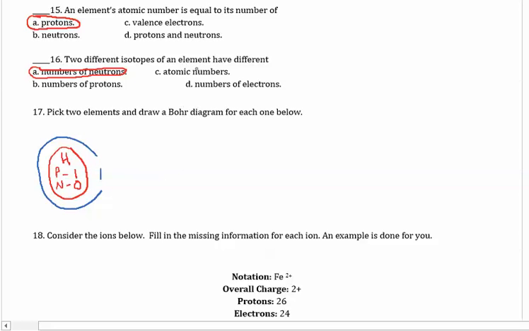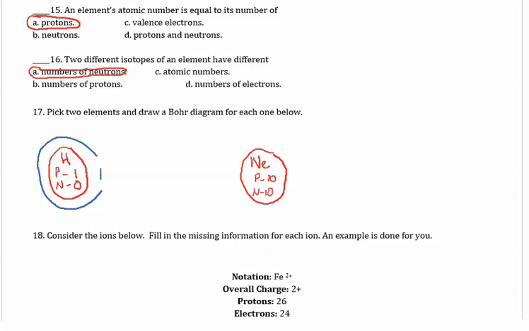And then for the next element, I'm going to pick something a little bit bigger just to shake it up maybe. I'm going to go with neon. You again can pick whatever one you want. So neon is Ne for its symbol. In its nucleus it has 10 protons and 10 neutrons, and I'll draw a little circle to represent the nucleus. Again, I'm going to pick my separate color.